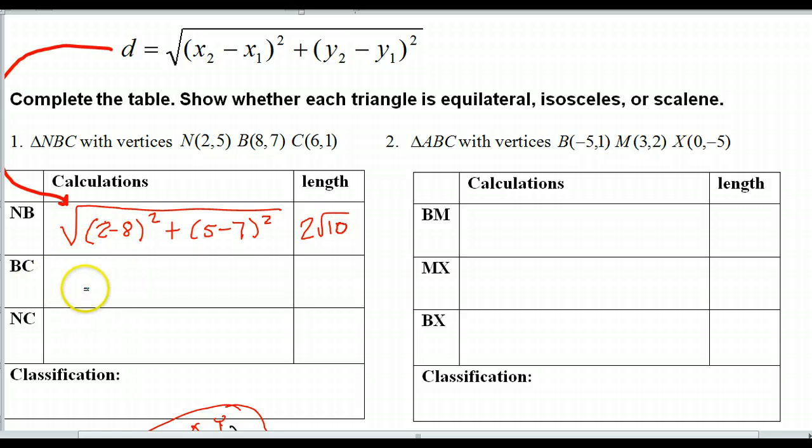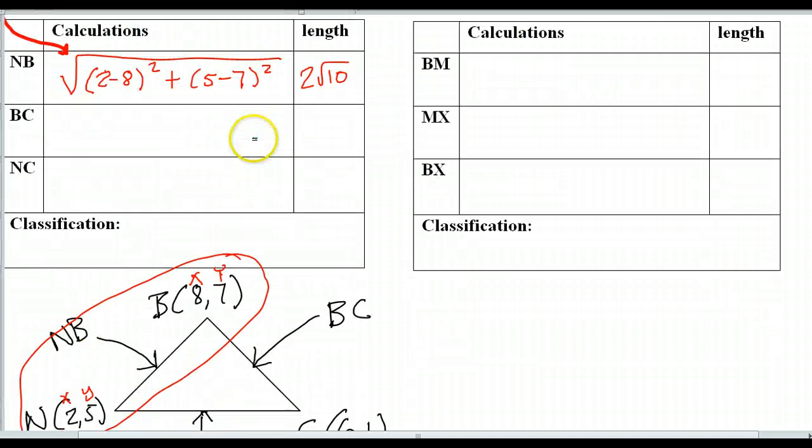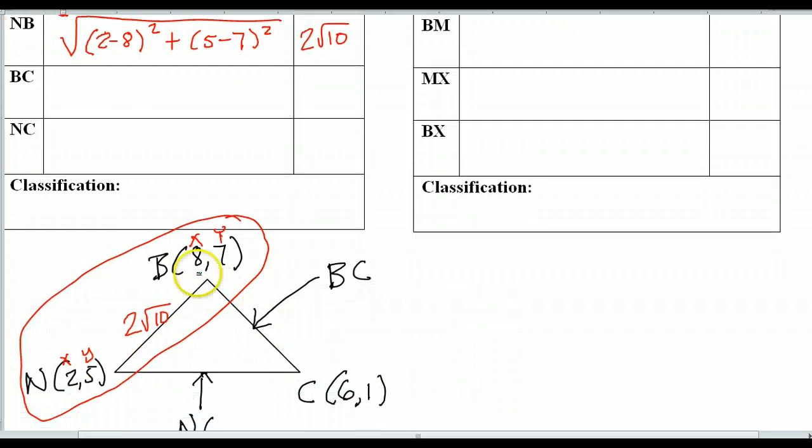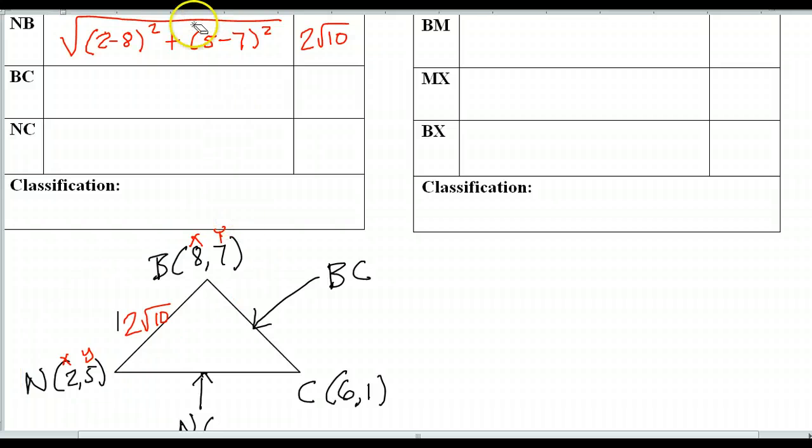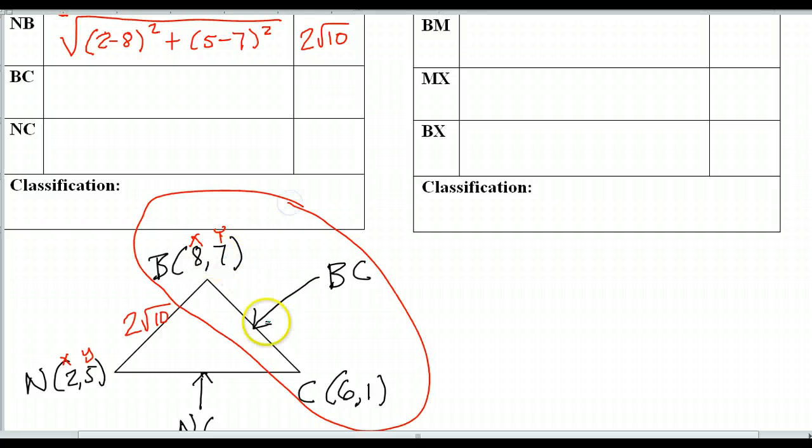Okay, and then of course, so we found one side of the triangle, NB here is 2 radical 10. Okay, so now we can find another side of the triangle, BC. So we'll do the distance formula again, using points B and C this time. We're finding the distance between these 2 points.